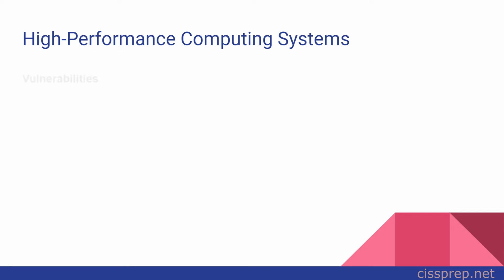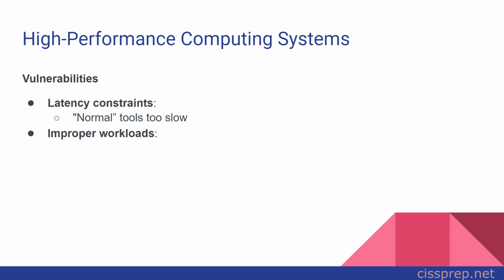Latency constraints, from what I can tell, refers to "normal" tools being too slow to interact and that the latency cost is too high. Improper workloads refers to when or if the HPC is compromised, resources are constrained, which is true for any system, but I guess what they're alluding to is that these systems are usually unprotected. So if you know from firsthand experience, let us know in the comments below. We're just going by what the official training says here.